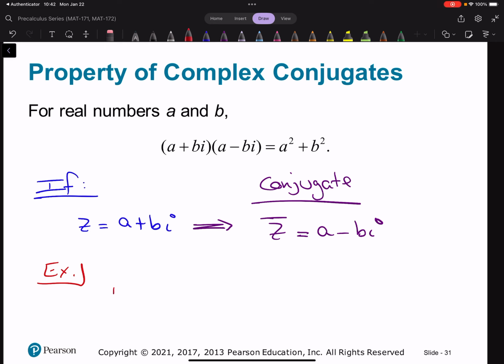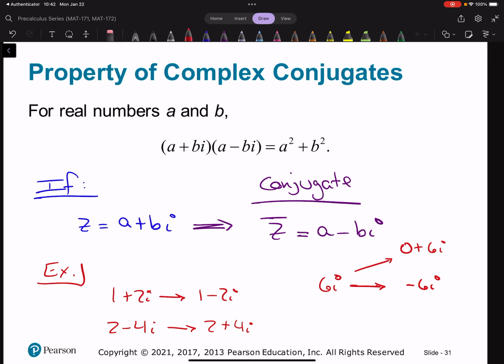Examples: 1 plus 2i, its conjugate is 1 minus 2i. 2 minus 4i, conjugate, 2 plus 4i. What about 6i? Its conjugate is negative 6i. Now, how did I get that? Well, 6i is 0 plus 6i, so from there we get 0 minus 6i, which is how we arrive here.